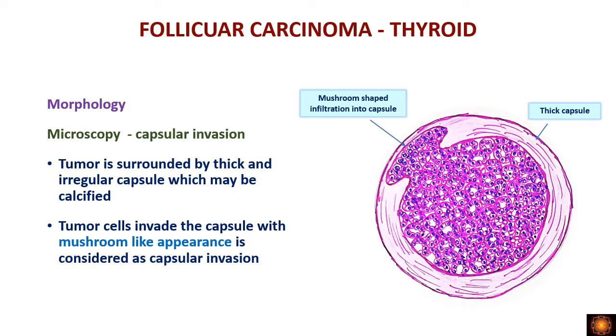Now, when we should call it a capsular invasion is when we see the tumor cells growing into the capsule in the form of a mushroom. That means the cells have infiltrated the capsule and they are expanding in the capsule. When they are proliferating within the capsule, they take the shape of a mushroom. So if the invasion is in the form of a mushroom, then only we call it a capsular invasion.